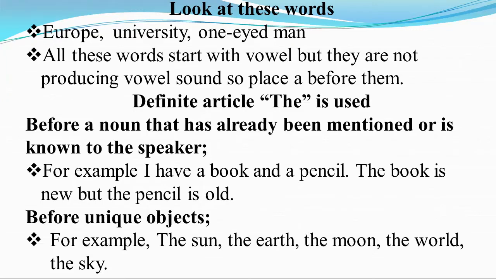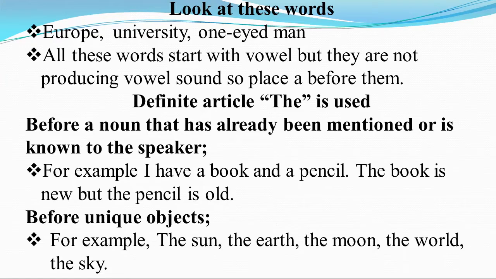Okay, now look at some other words. Europe, one-eyed man, university. All these words start with a vowel, but they are not producing a vowel sound. So we will place a before these words. Okay, like a university, a one-eyed man, etc. I hope now you will easily recognize vowel and consonant sound.